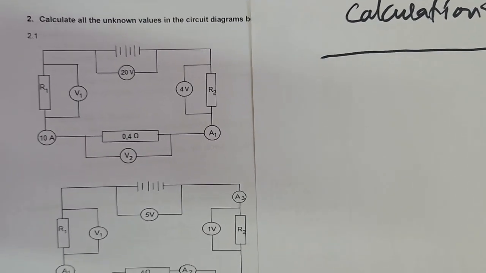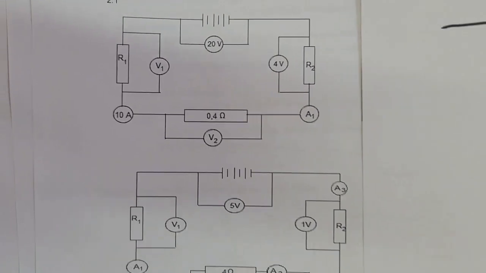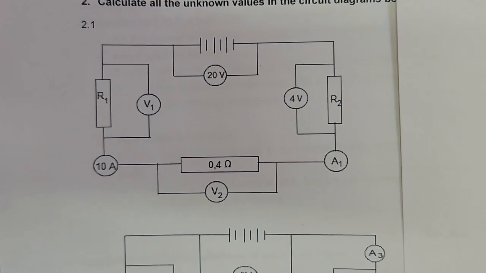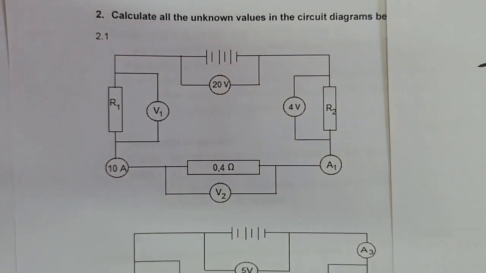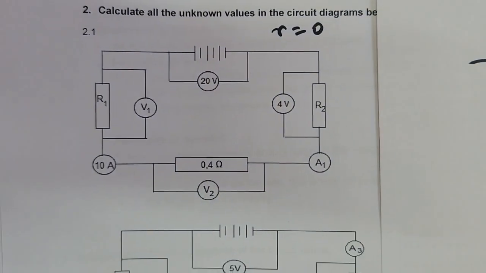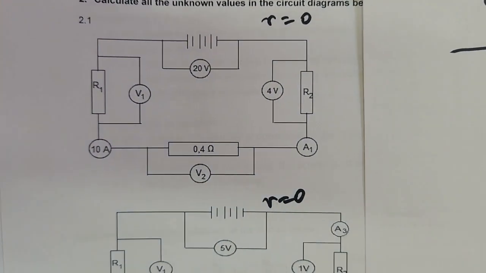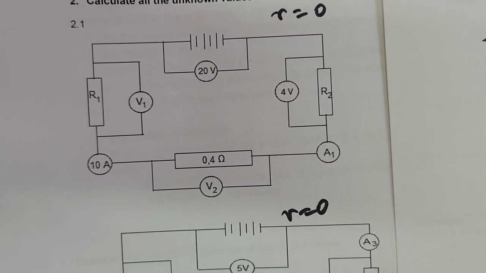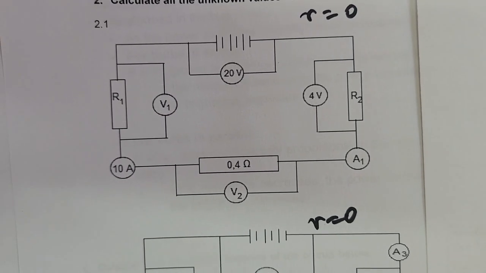They say calculate all unknown values in the circuits here. We are given the first circuit, it's like this, and now when we look at these circuits, in all these cases the internal resistance is 0, small r is 0. The battery has got only EMF, there's no internal resistance. Fine, let's check. We are given the EMF of 20, and there's a R1 which has got V1.